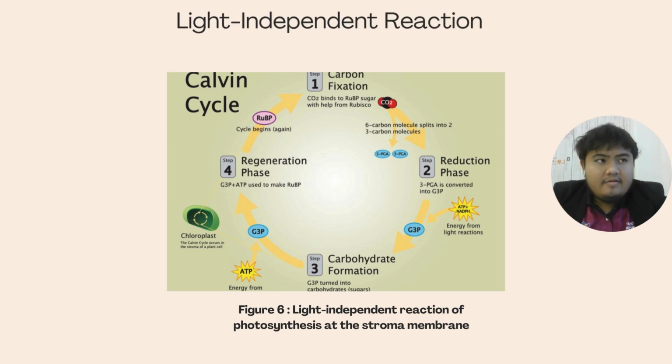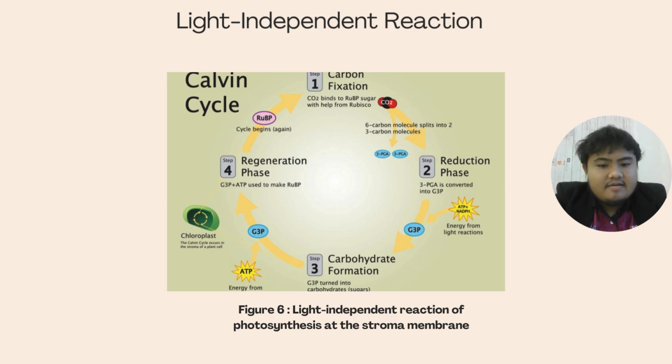Okay, now we move to the second major stage of photosynthesis, which is the dark reaction, or what we call the light independent reaction. It is more famously known as the Calvin cycle. This reaction takes place in the stroma of the chloroplast, the fluid-filled space outside the thylakoids. As we discussed, they don't directly require light, but they absolutely depend on the ATP and NADPH that were produced during the light dependent reactions.